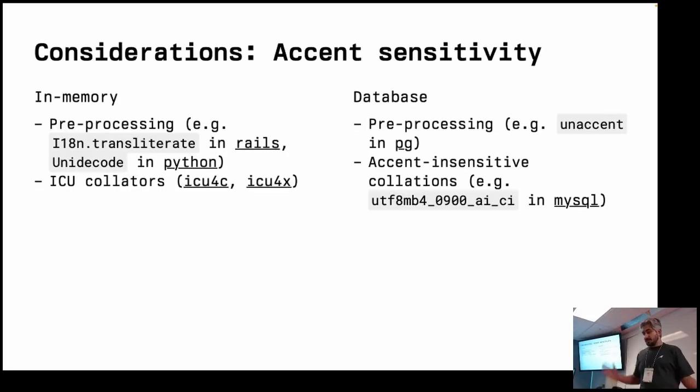Again, two approaches to solving this. If you're doing this in memory, again, an example from Ruby, but you can use Unidecode in Python, or there are tons of libraries that do this. Basically, have some sort of routine that takes accented characters and turns them into the ASCII equivalents. That way, when you're searching, you only have to deal with ASCII style characters. We're talking about collators again. We'll get to that in a second.